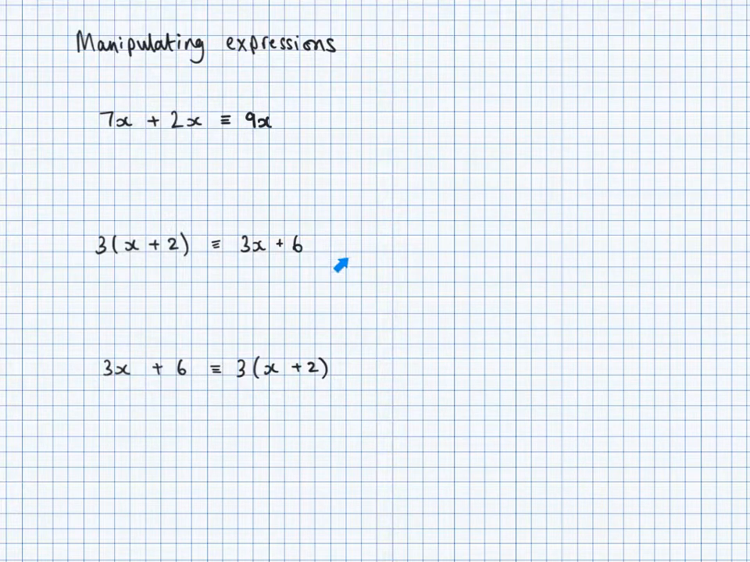Now what's the point of all of this? We understood what the point of this one was. We simplified it, and it looks much more simple on this side. But what was the point of expanding and then factorizing? Why am I doing this? Why am I asked to do this?